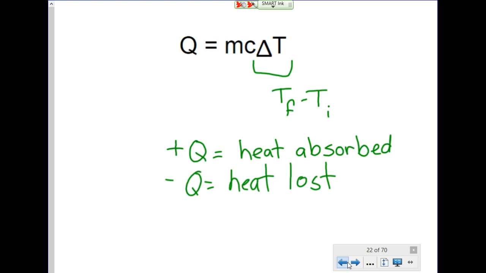Q stands for quantity of heat. That's where the Q comes from. Finally found that two nights ago.